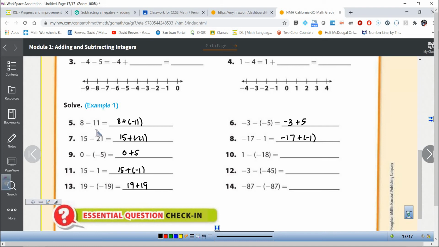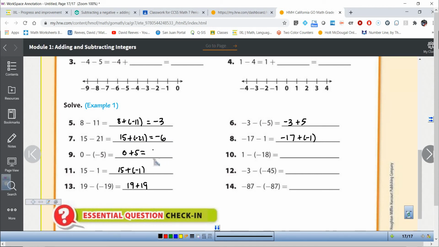Subtracting is equivalent to adding the opposite, and then just go through and say, okay, what do I have more of? I have more negatives. How many more negatives do I have? I have 3, because 11 minus 8 is 3. What do I have more of? I have more negatives. How many more negatives do I have? I have 6 more negatives.